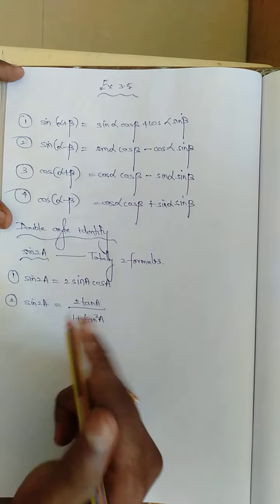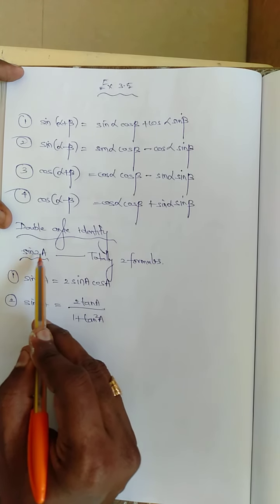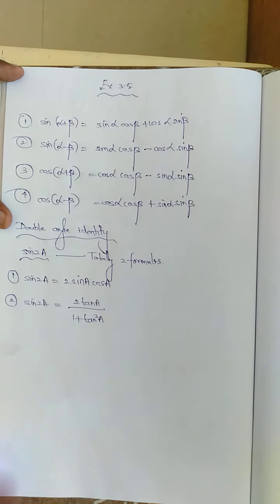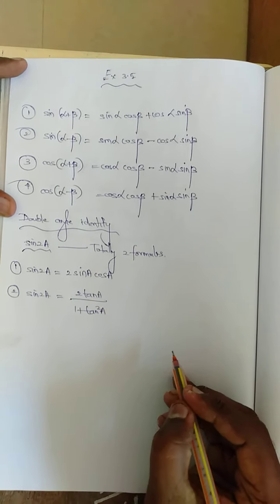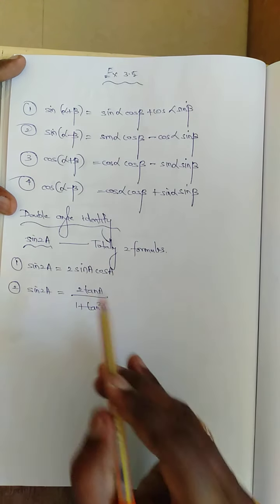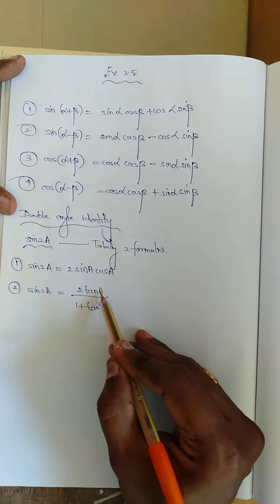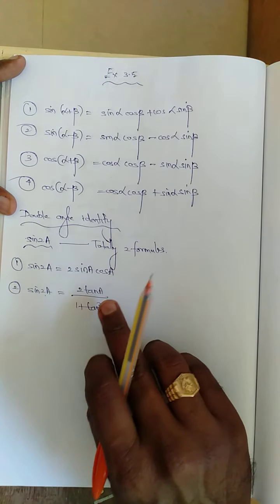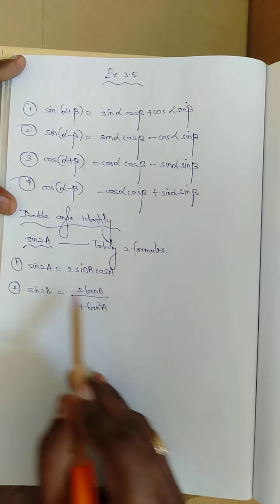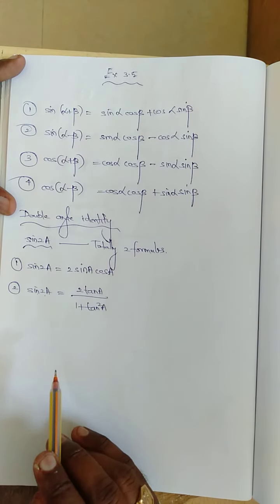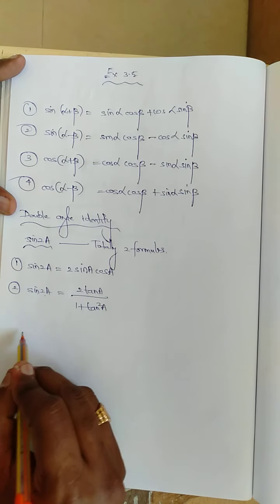Sine 2a is the double angle. A is single, 2 into a is double angle. This is the sine 2a formulas. We have totally 2 sine 2a formulas. One is in the form of sine a cos a. The other is in the form of tan a: 2 tan a divided by 1 plus tan square a. This one is fully in terms of tan, not sine and cos. Okay.